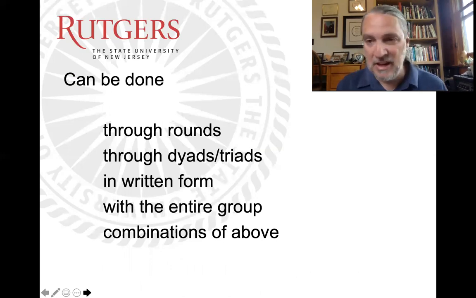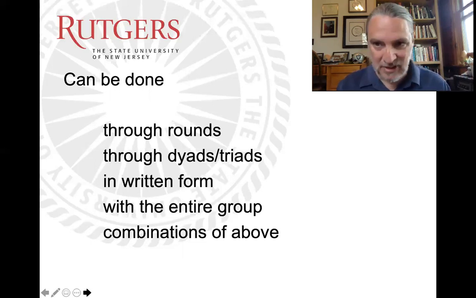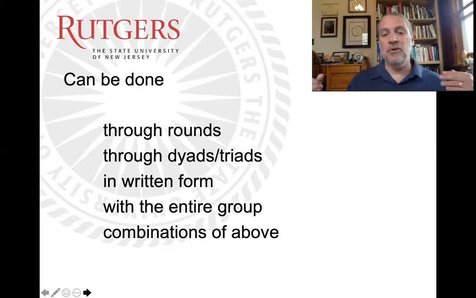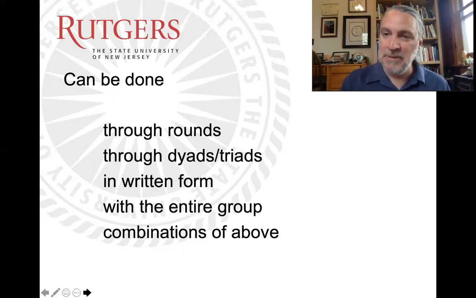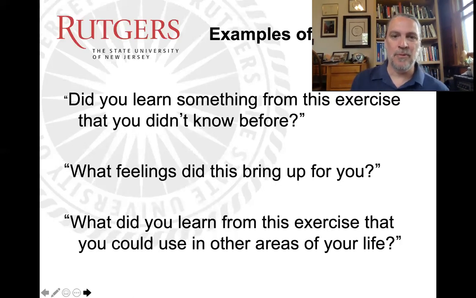And again, processing an exercise, you can do it through a round. You know, what did you learn today? You can do it in dyads and triads where they talk to each other all at the same time. That saves time, by the way. They can do it in a written form. You can do it in any which way. The nice part about planning in advance is you figure out the method that you think will be most helpful, and then you do it in the group. So some processing questions.